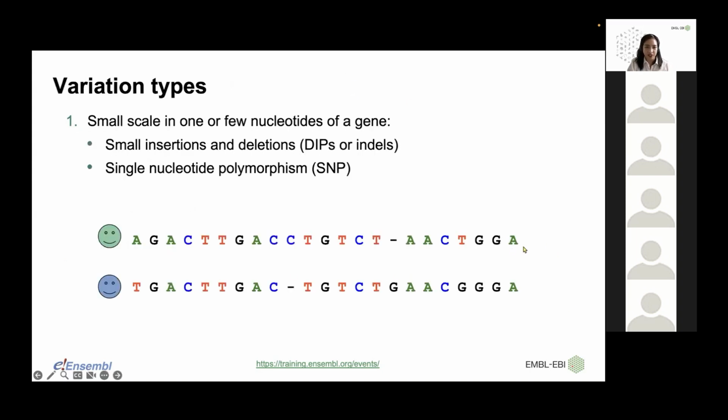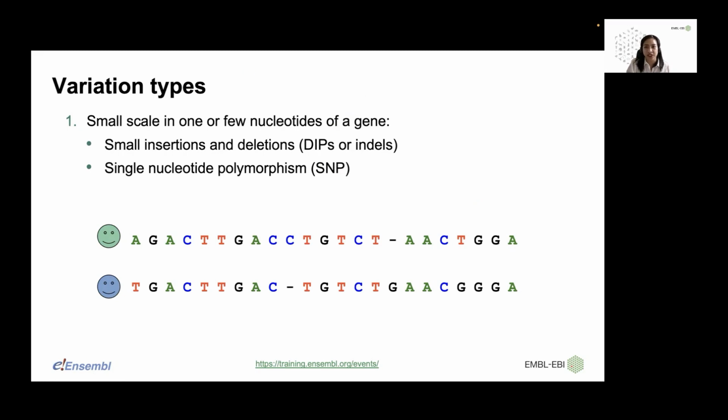So let's talk about variation types first. We can group variants according to their size or the number of nucleotides that are affected. So variations can come in a small scale where only one or a few nucleotides of a gene are affected. In this slide, we have two sequences. The top sequence is the reference sequence, and the bottom sequence is our own data.